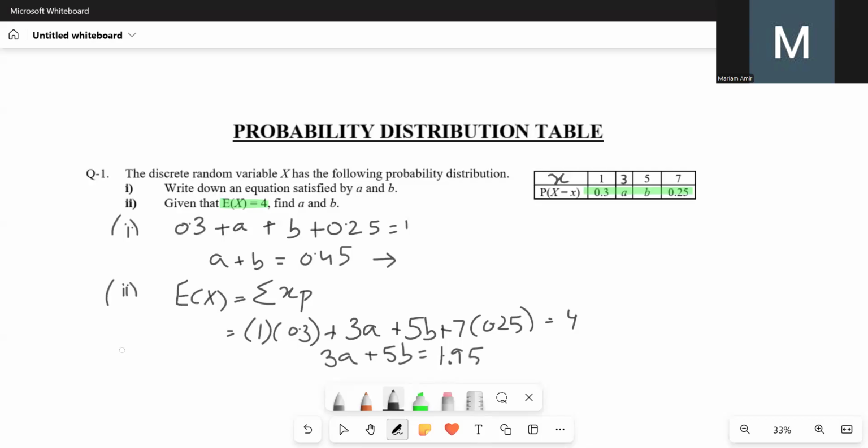And now you can solve equation 1 and equation 2 on your own using simultaneous equations. And you should get A equals 0.15 and B would be 0.3. And that's the final answer for question 1.